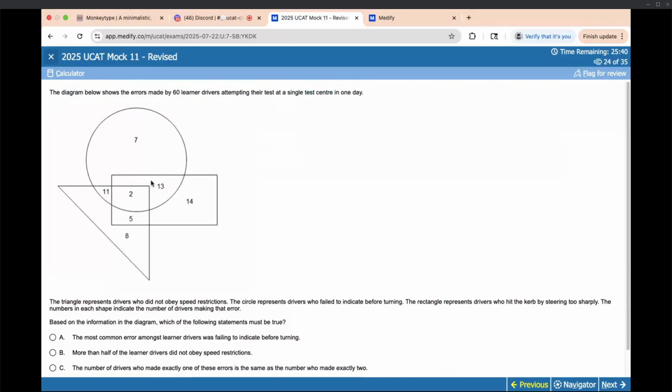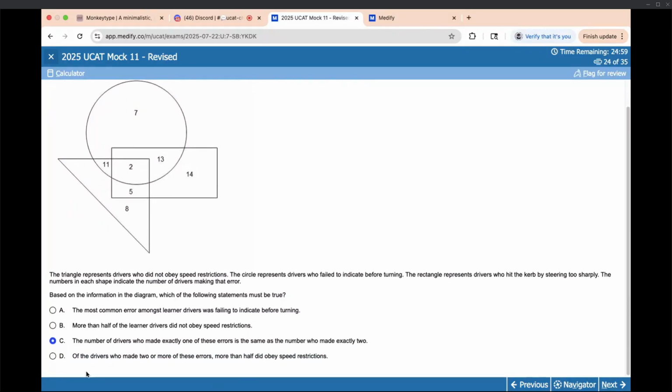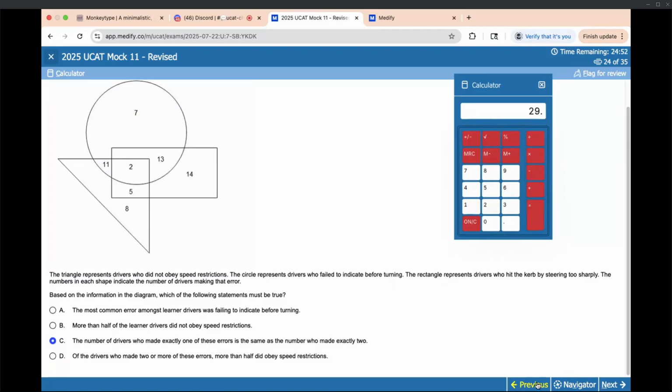Not a base speed region. Off. Ah, that's not more than half. Does indicate before turning. I don't know. Wait, 13. It's 5, 19. That's 18. So that's bigger. So you can see. Nine, 13%.